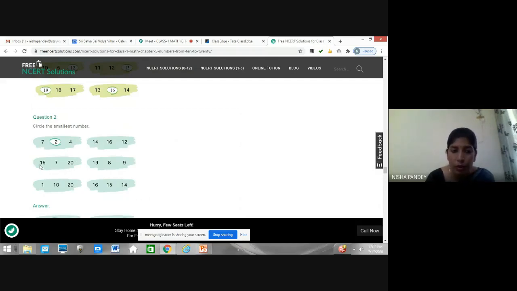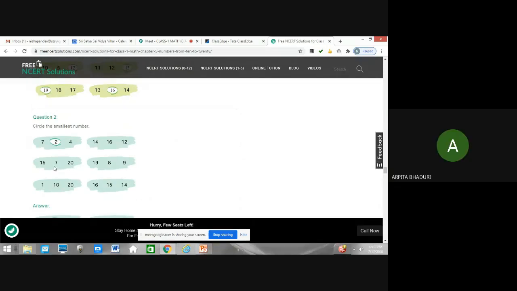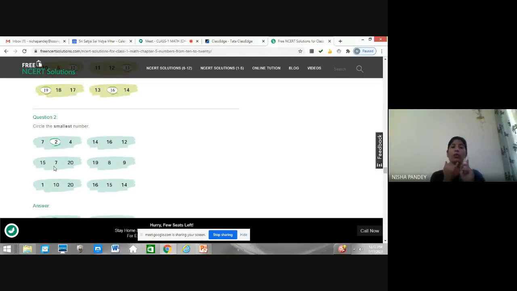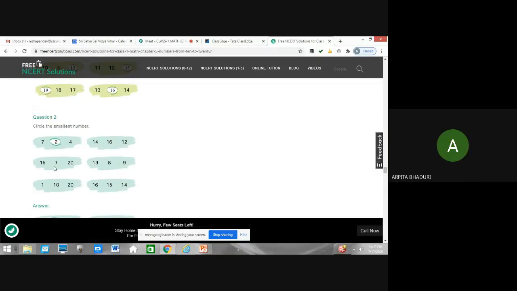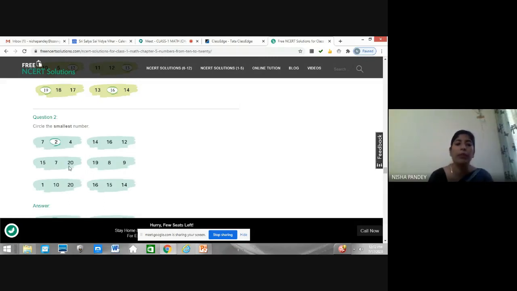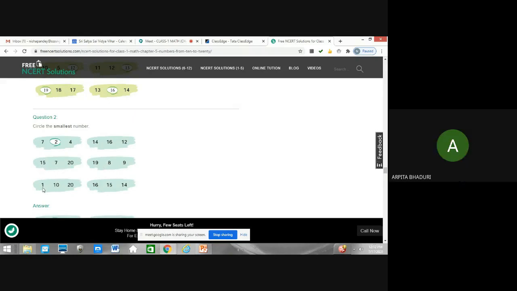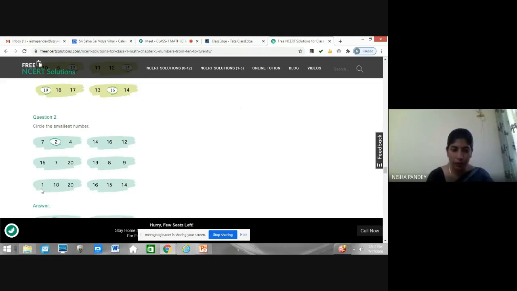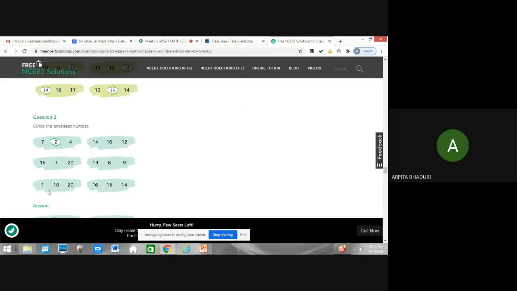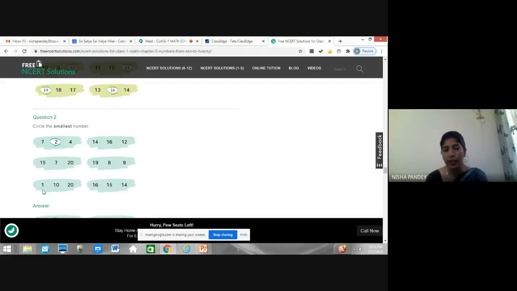So let's see the next one. 15, 7, 20. Ma'am, 7. 7 will come first when we start counting from 1 to 20. Then 15 will come, and 20 will come at the last. So this will be the smallest one, as it is a single digit number and the others are two digit numbers, right? Now 1, 10, 20. Ma'am, 1. 1 is a single digit number and it is the smallest here. So this will be the answer.